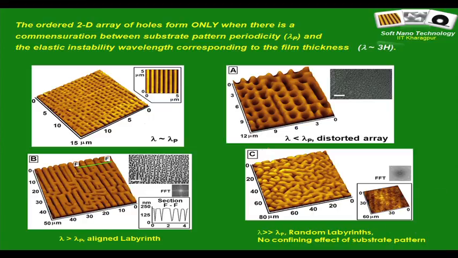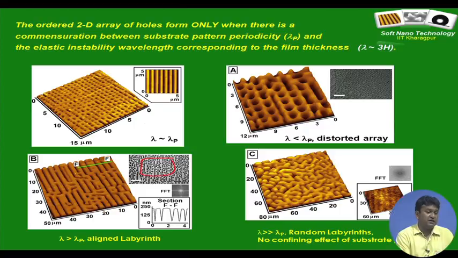Again here also this perfect ordering happens only when there is a perfect commensuration between the two, otherwise there is distortion. For example, here the thickness is much more, so you again see those labyrinths, but because of the presence of the substrate patterns, the labyrinths tend to get a bit digitized. They are a bit aligned, but in no condition can you say that the structures are aligned or well ordered.